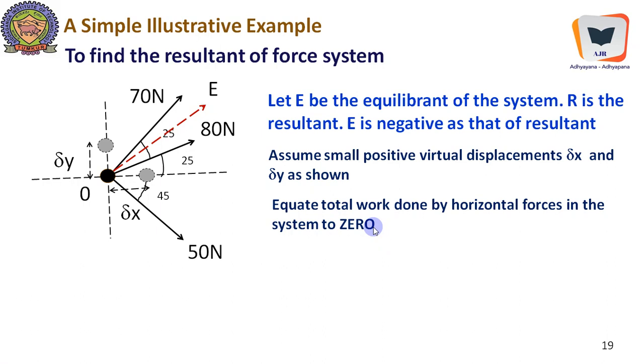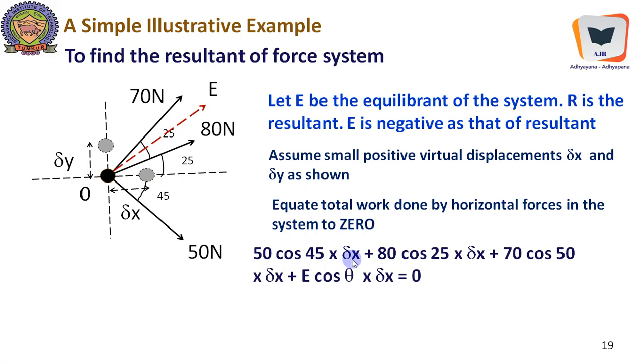Equate the total work done by the horizontal forces in the system to zero. We will just develop that. 50 cos 45, which is going rightwards, and the displacement is also rightwards. Therefore, this is positive. 80 cos 25, component of the force is rightwards, and the displacement is rightwards, positive. 70 cos 50, that is also positive rightwards, and x into del x, that is also positive. E cos theta, this is an assumed equilibrant, it has the component cos theta into del x equal to zero.